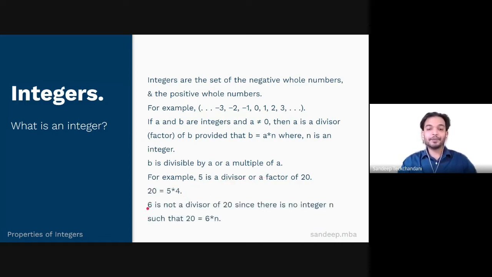Another example, 6 is not a divisor of 20 since there is no integer n such that 20 is equal to 6 times n. In simple words, 20 does not appear in the multiplication table of 6. The number 6 cannot divide the number 20 perfectly.